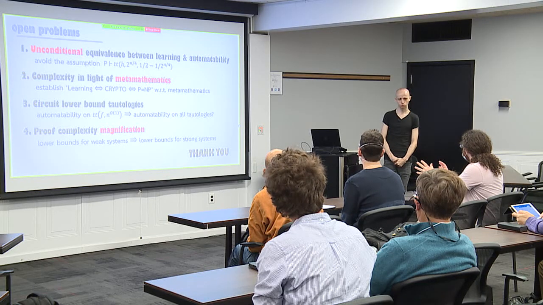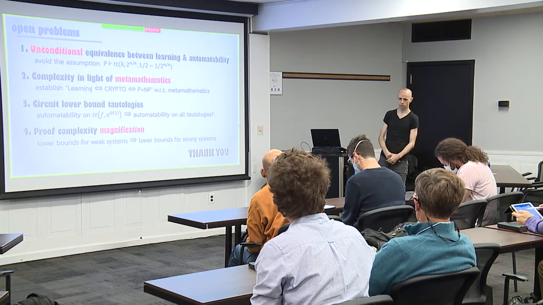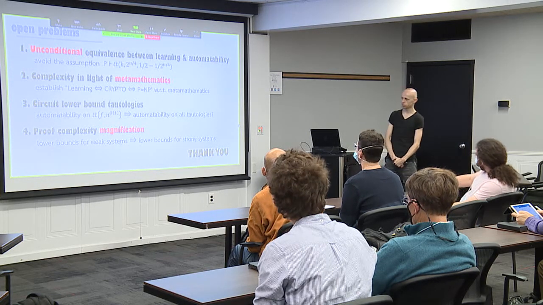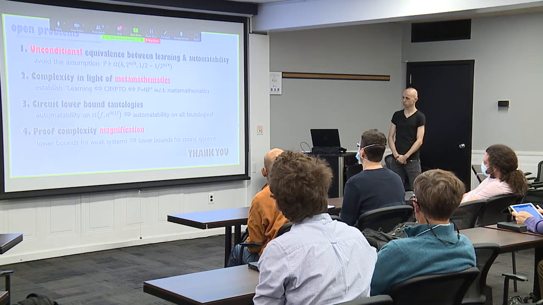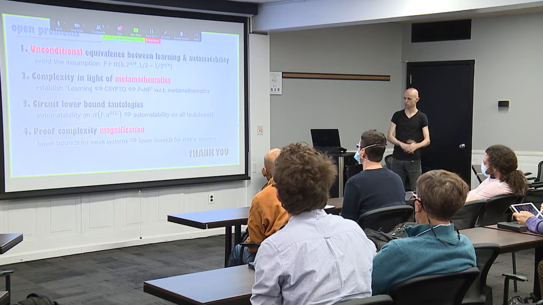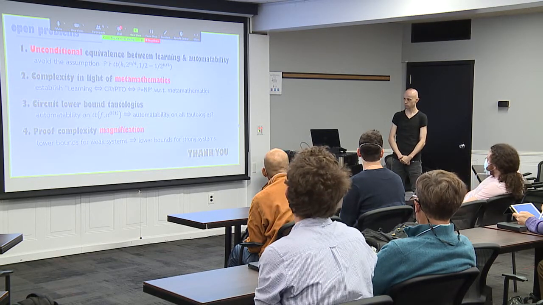Yeah, this is exactly the intuition. So we expect that if you can formalize the proof of NP completeness of MCSP, then you can probably reduce automatability of the respective system on all tautologies into automatability on circuit lower bound tautologies.